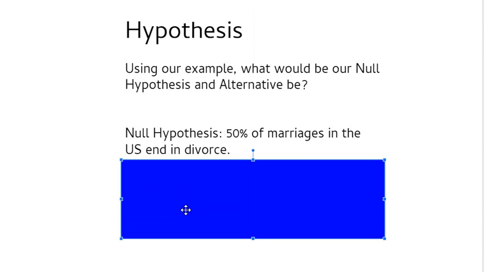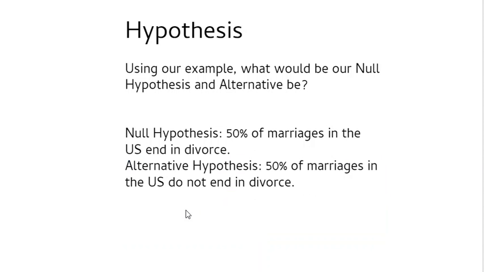And then your alternative hypothesis is the opposite. What would that be? So basically not 50, right? It could be more, it could be less. Okay? 50% of marriages in the US do not end in divorce.